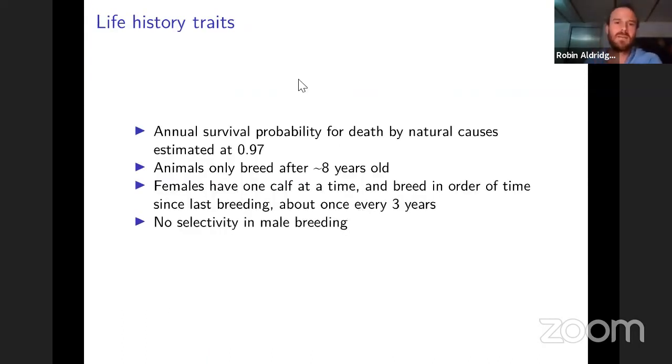We've got an estimated survival probability of 0.97. Animals only breed after about 8 years of age. Females have one calf at a time and breed in order of time since last breeding, about once every 3 years. And we don't know of any selectivity in male breeding.